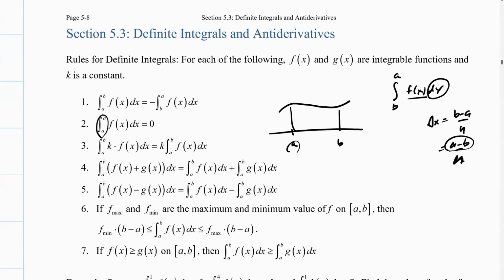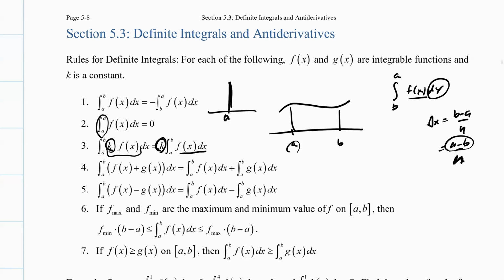Oh, the integral from a to a of anything ends up being zero. Why? Well, it's the area from a to a. Well, there's no area there. It's just a line. This idea that if we have a constant, we can pull that constant out, perhaps that should make sense: if the height of each rectangle is k times bigger than f of x, then we can just find the area with f of x and multiply it by k.